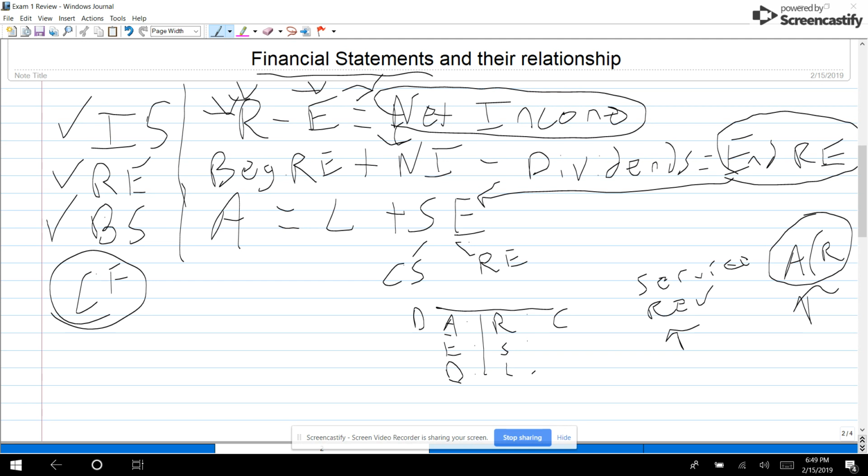And remember that the side that it's on, that's its normal balance, which means that it increases on that side. So that means that an asset is going to increase with a debit, whereas a liability is going to increase with a credit. So if we were going to decrease, let's say, a liability, it would go on this side. It would be a debit.